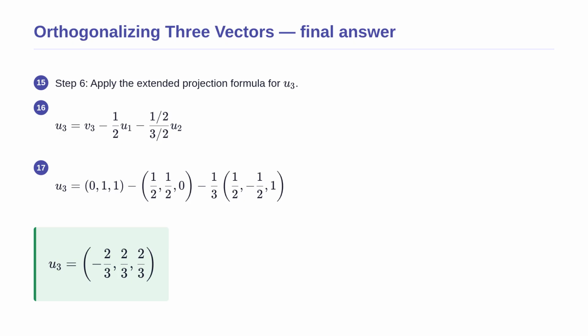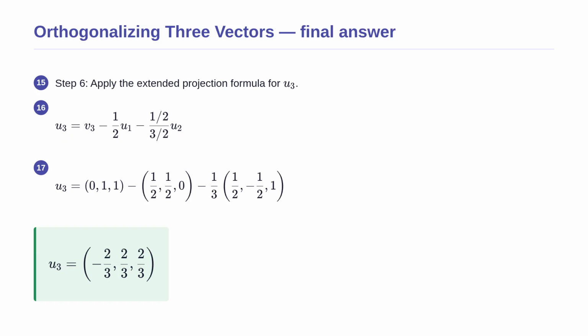The first fraction is simply 1/2. The second fraction is 1/2 divided by 3/2, which simplifies neatly to 1/3. We distribute these fractions into their respective vectors to find the two shadows that must be removed. After scaling, we subtract these shadow coordinates from the original v3 across all three dimensions.